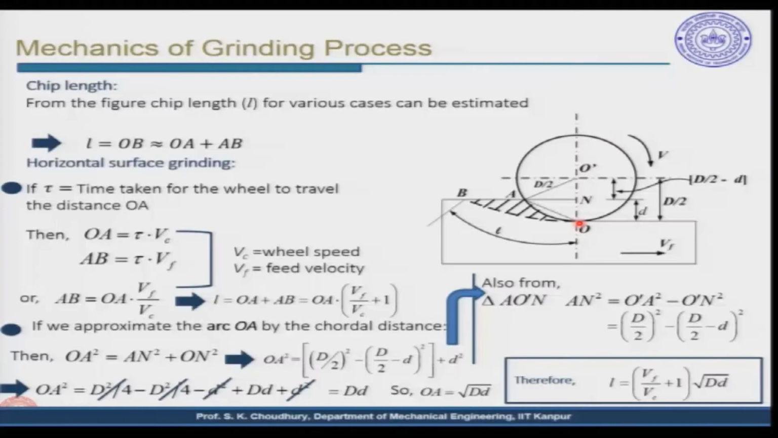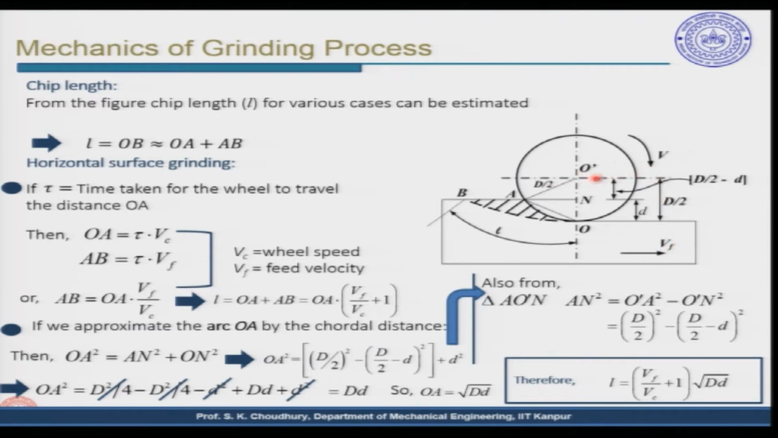Now, you understand that this chip length in the grinding process will be different in the case of, for example, surface grinding or external cylindrical grinding or internal cylindrical grinding. So, let us discuss how they differ from each other. Chip length. If you see this slide, let us say first we will discuss horizontal surface grinding. This is the grinding wheel rotating at a grinding wheel speed of V, let us say. This is the workpiece, which is given the feed velocity of Vf.